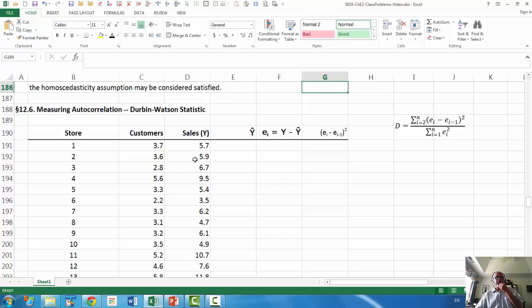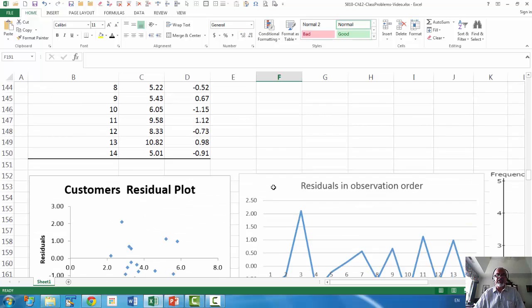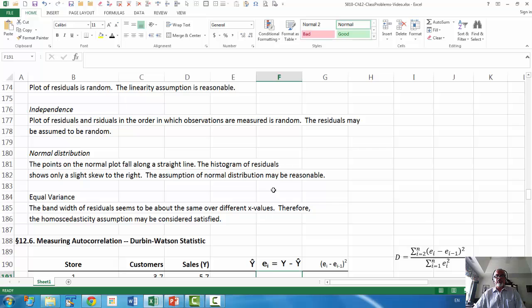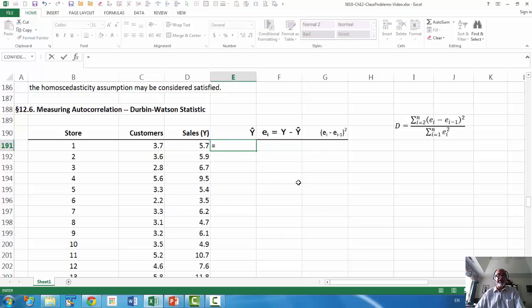So we're going to now use Durbin-Watson statistic to test whether there is autocorrelation or not. Now this time let's figure out the residuals ourselves. We know that the residuals are already available from here when we ran the data analysis regression command, but just to be sure that you understand where those residuals come from. Okay, so we do y hat first.